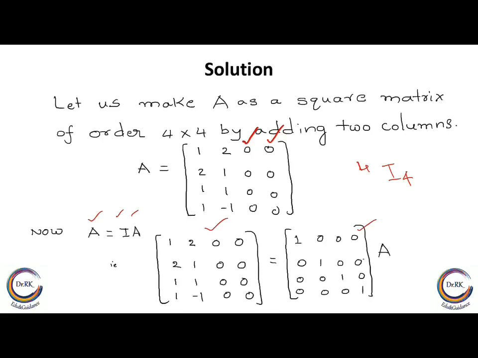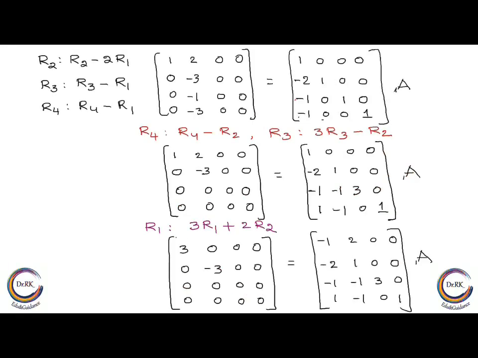So next we have to convert this into Hermite form, right? This is the principal diagonal. First we have to try for the upper triangle. That means first we'll try with this. So very simple: R2 is R2 minus 2R1, R3 is R3 minus R1, R4 is R4 minus R1.